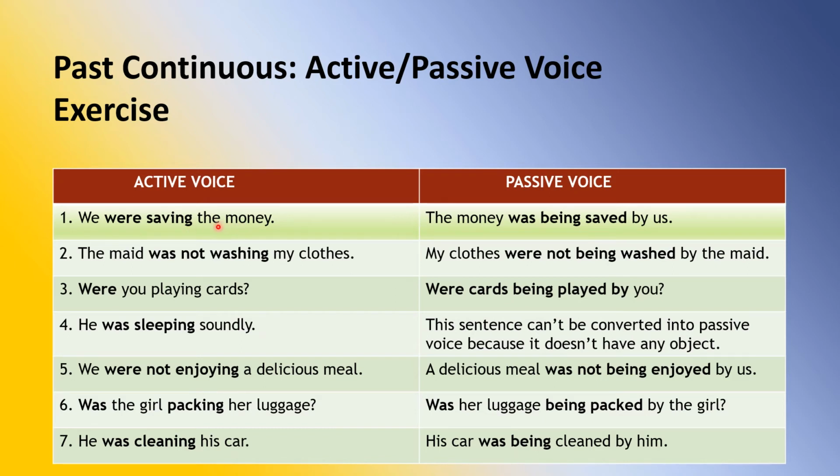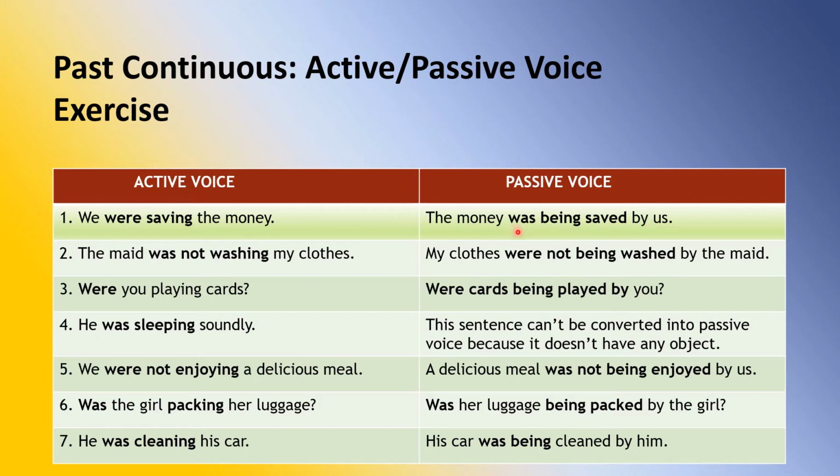Now, we shall write the object, which is the money, in the start of our passive voice sentence. Secondly, we will add being after the auxiliary verb. Thirdly, we will change the form of the verb. And lastly, we shall change the pronoun as well. And your sentence would be: the money was being saved by us.